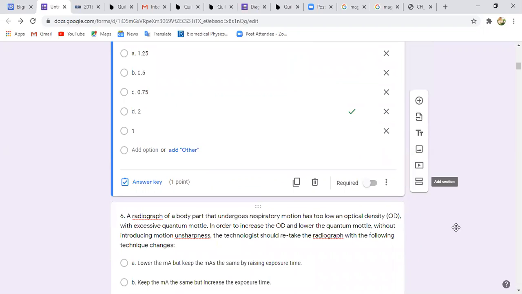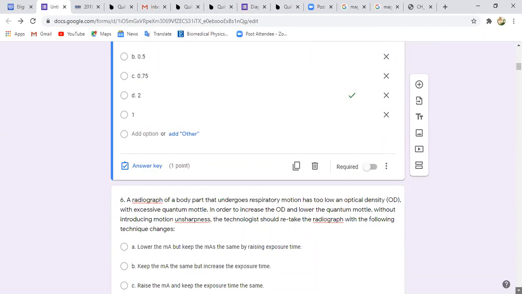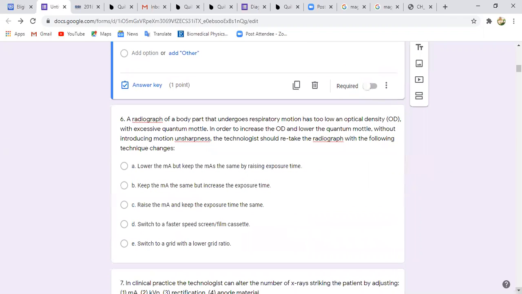A radiograph of a body part that undergoes respiratory motion has too low an optical density and excessive quantum mottle. These are very practical questions. In order to increase the OD and lower the quantum mottle, while minimizing motion and sharpness problems, the technologist should take the radiograph with which of the following technique changes? Which should be the most plausible option here?